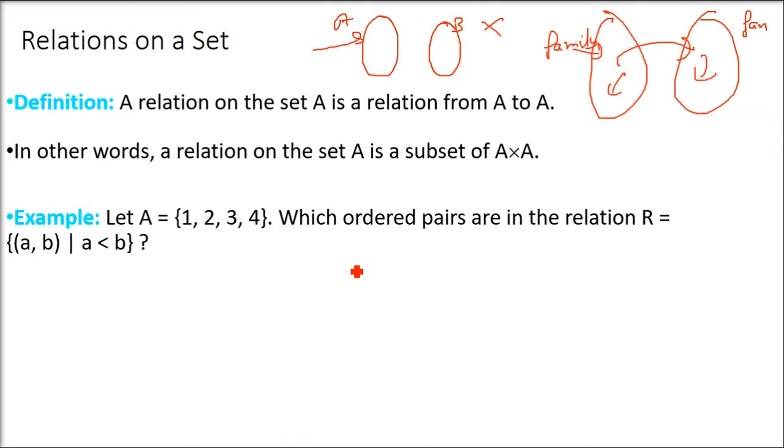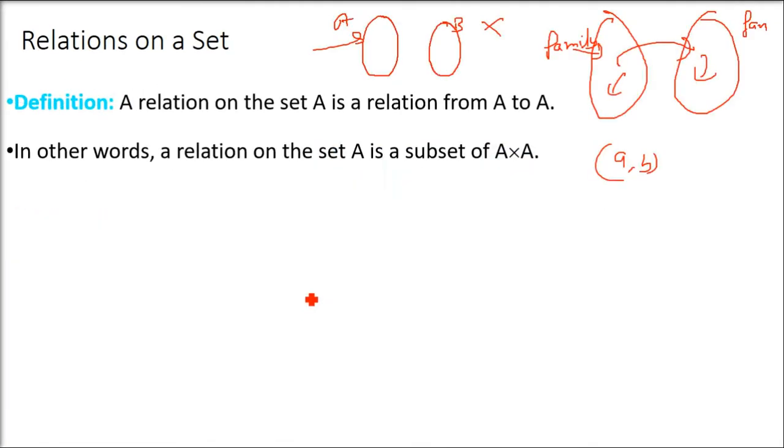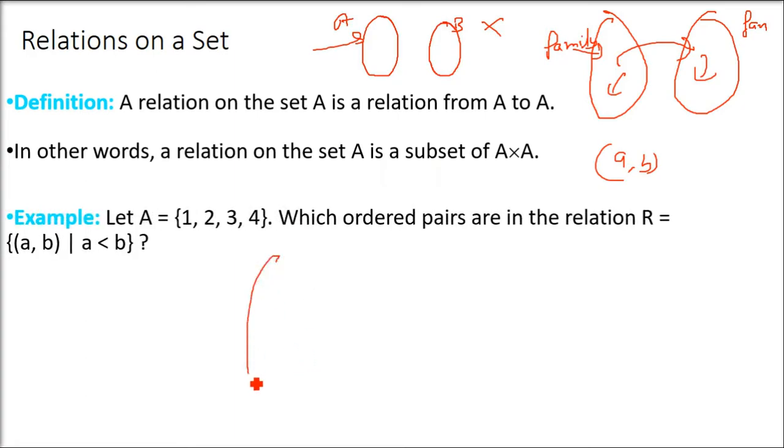I'll just take an example here. So we are not talking about A cross B, we are talking about A cross A. A is {1, 2, 3, 4}. Which ordered pairs are in the relation? And this is the relation criteria. So we need to find out ordered pairs where the condition should be a less than b. How do we make it? a should be less than b. I'll show the diagram also, but let me just give you a hint. You will understand what I'm trying to say.